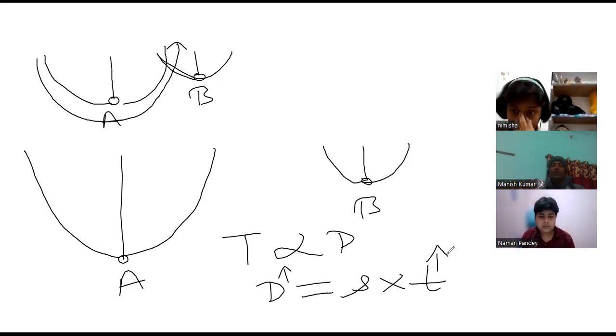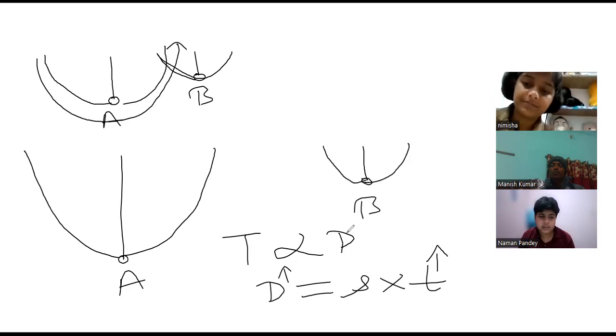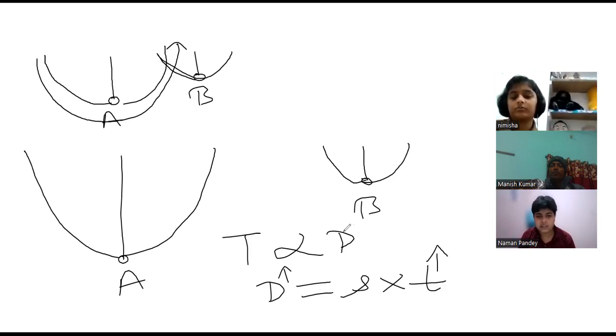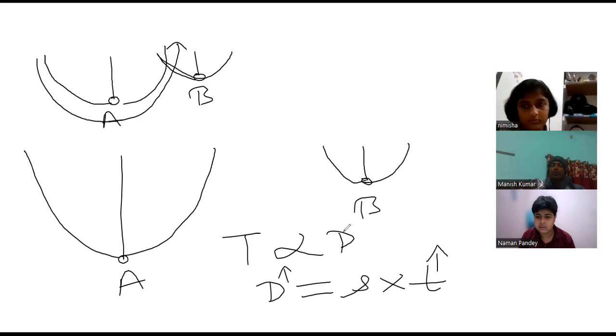How can you justify that A will be having more time period? So we can see, because A has a longer string, sir. And when we push it to the side, like distance into time, you just told. So when distance into speed into time, then distance will also increase, time will also increase, sir. That's why. And B has a small string, sir.